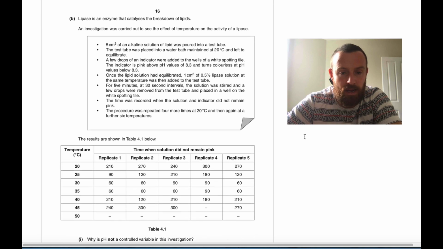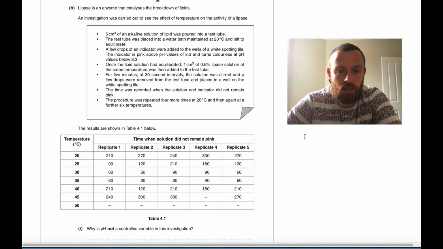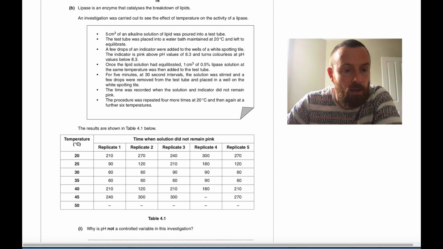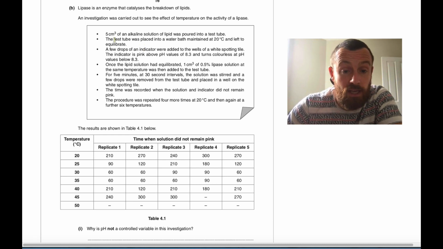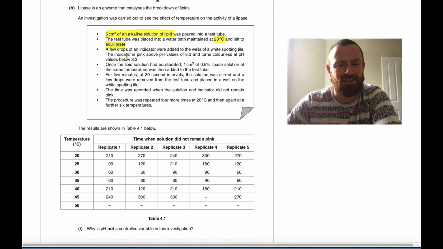Okay, on to B. Right, we've got quite an extensive experimental method here. So when we reach one of these in a paper, we whip out the highlighters and we really try and focus on the key ideas. Okay, so 5 centimeters cubed of an alkaline solution of lipid. Water bath, 20 degrees C, that's important, and left to equilibrate, that's right.